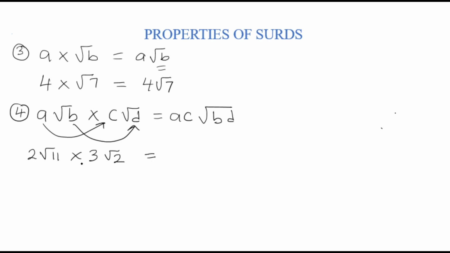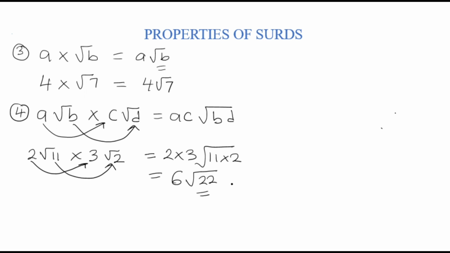In multiplying these two sets, 2 multiplies 3. That gives us what? 6. So let's just write it here. 2 times 3 times the square root. Then we bring our square root sign here. Then 11 times 2. So 11 times 2. And this gives us 6 root 22. And that's our final answer. So there are 3 more properties and we are done with this tutorial.